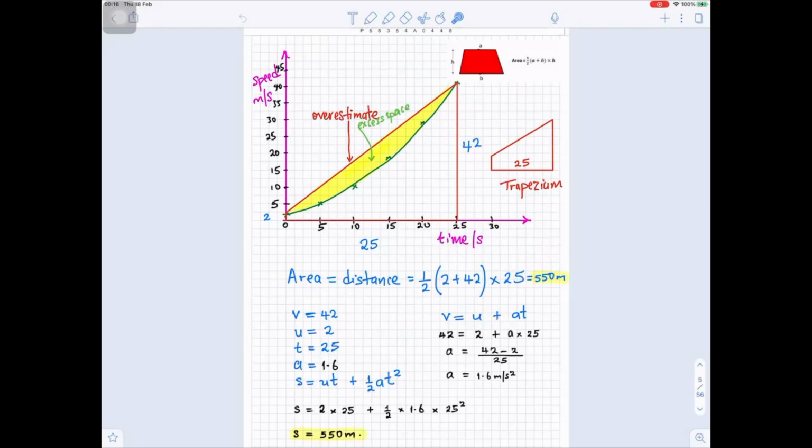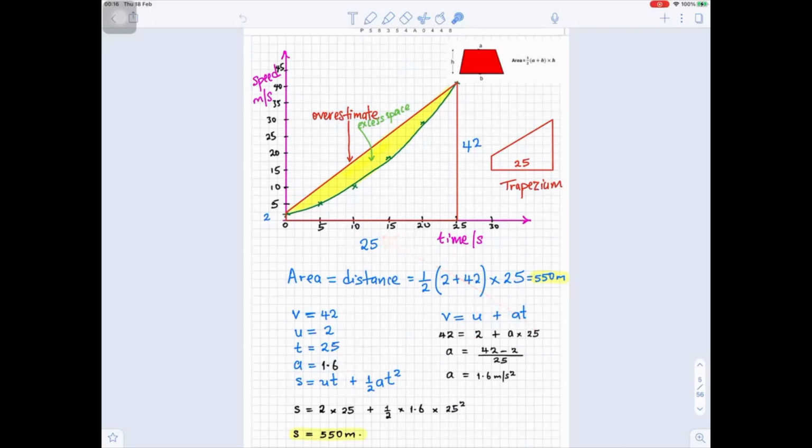That's the distance. Another way to do it, you can use the suvat equation. So s is equal to ut plus half at squared. The final speed is 42. Initial speed is 2. The time is 25 seconds. And the acceleration, we get using v equals u plus at. 42 is the final speed, equals initial speed 2, plus a times t.